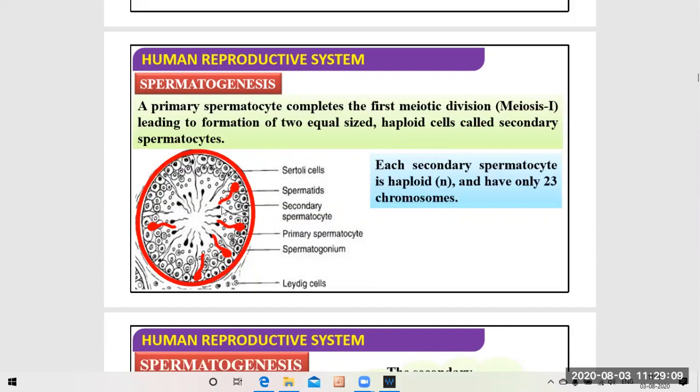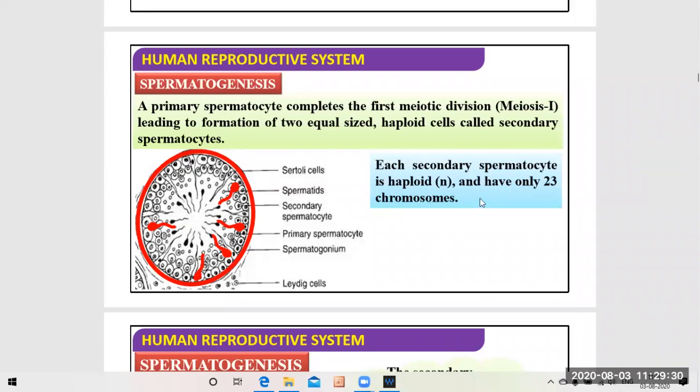So there is an increasing number of sperms after the division. Formation of two equal sized haploid cells called secondary spermatocytes. All these are haploid cells, meaning n number of chromosomes. Haploid we denote with n, meaning single n, not 2n. Haploid cells have only 23 chromosomes.